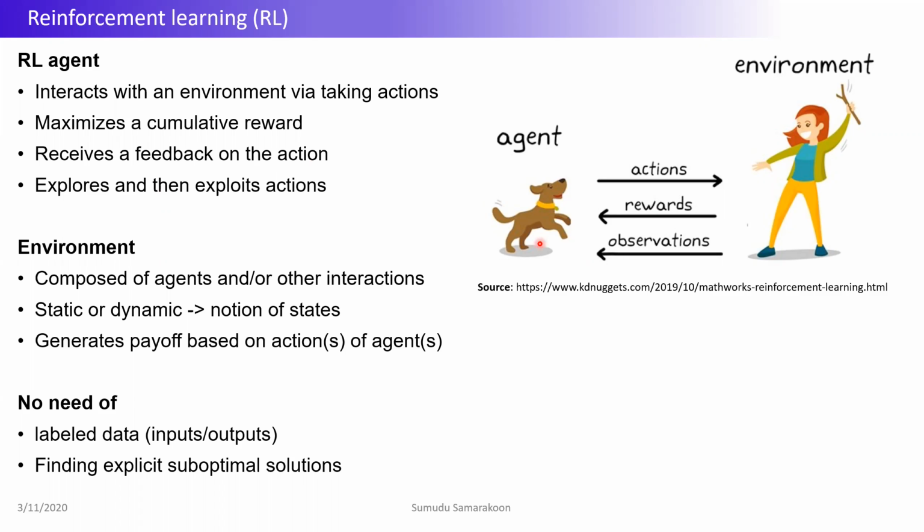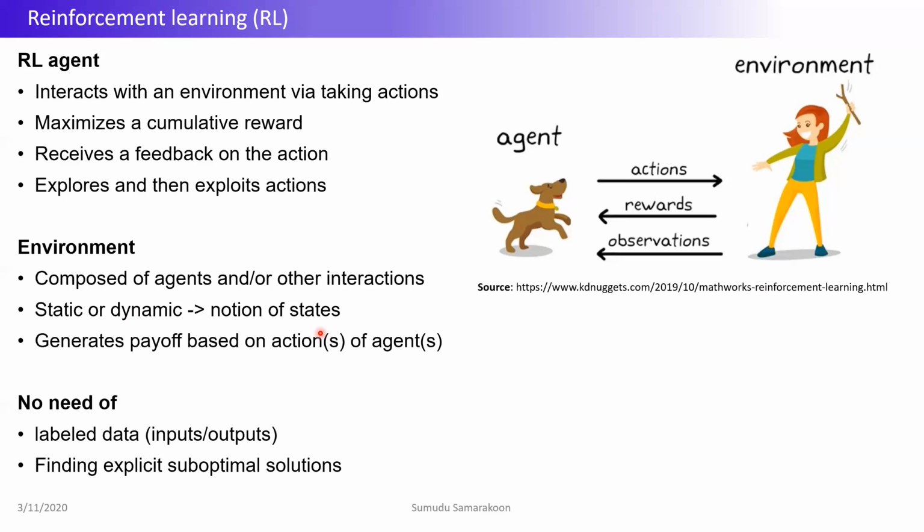Based on the agent's action towards maximizing its own reward, it receives feedback on its action. Based on this feedback, it tries to explore some other action that could help improve the reward, or exploit a certain action that could guarantee better rewards over time. Here, the environment is composed of other agents or some other interactions. The environment can be static or dynamic.